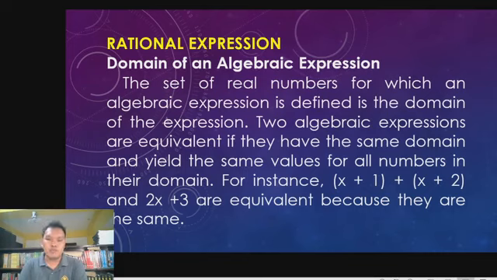The set of real numbers for which an algebraic expression is defined is the domain of the expression. Two algebraic expressions are equivalent if they have the same domain and yield the same values for all the numbers in their domain. For instance, the quantity x plus 1 plus the quantity x plus 2 and 2x plus 3 are equivalent because they are the same. So, as for the definition based on the text we read, two algebraic expressions are equivalent if they have the same domain and yield the same values, the result when we substitute the value of the domain.